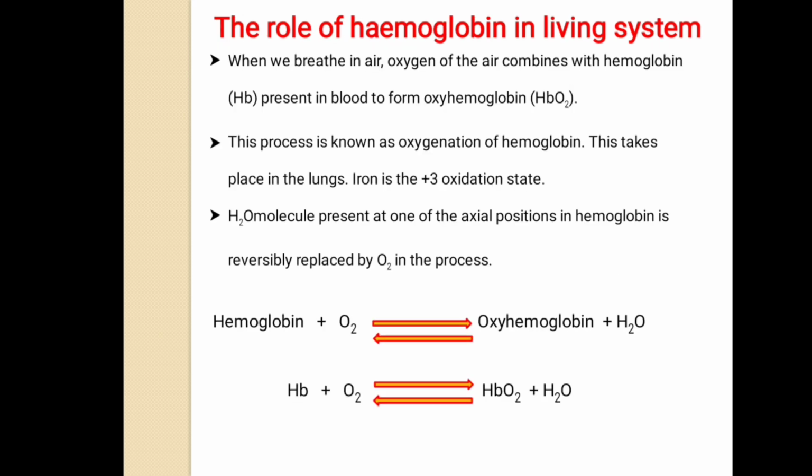The role of hemoglobin in living systems. When we breathe in air, oxygen of the air combines with the hemoglobin present in blood to form oxyhemoglobin. This process is known as oxygenation of hemoglobin. This takes place in the lungs, with iron in the +2 oxidation state. The H2O molecule present at one of the axial positions in hemoglobin is reversibly replaced by oxygen in the process. So hemoglobin reacts with oxygen molecules to produce oxyhemoglobin and a water molecule.